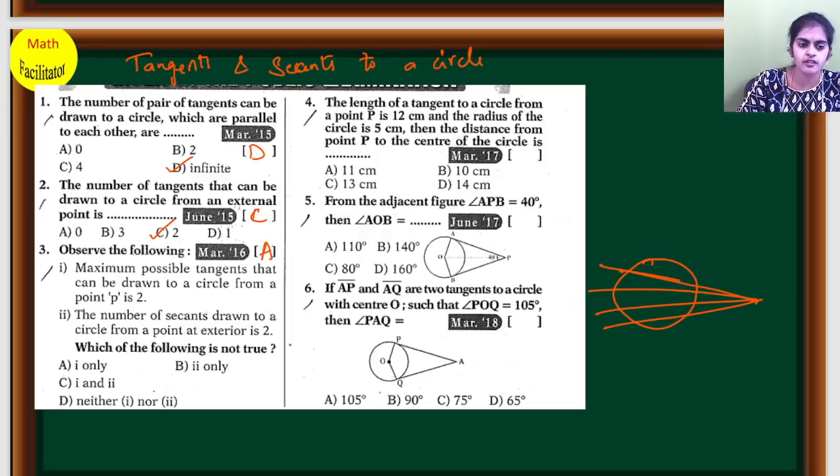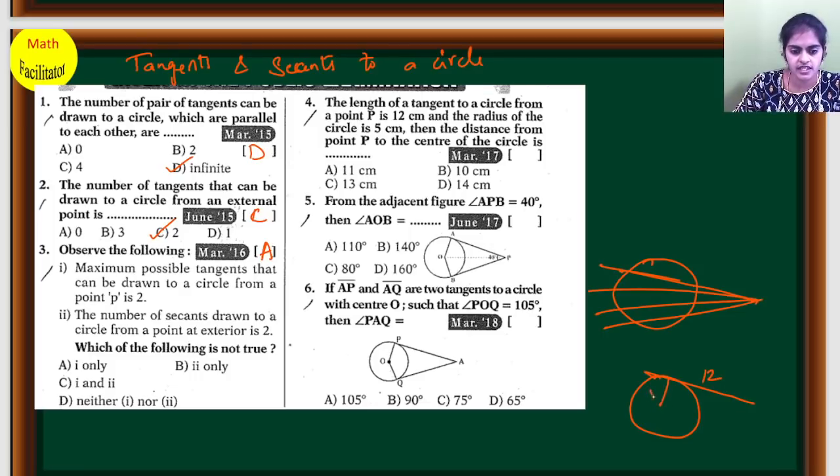The length of the tangent to a circle from a point P is 12. So if you have a circle, the length of this tangent is 12 and the radius of the circle is 5. You need to find the distance of the point from the center. This is a right angle triangle. If this is 5 and 12, this will be 13 using the Pythagorean triplet. Or you can use the Pythagoras theorem again and solve it.